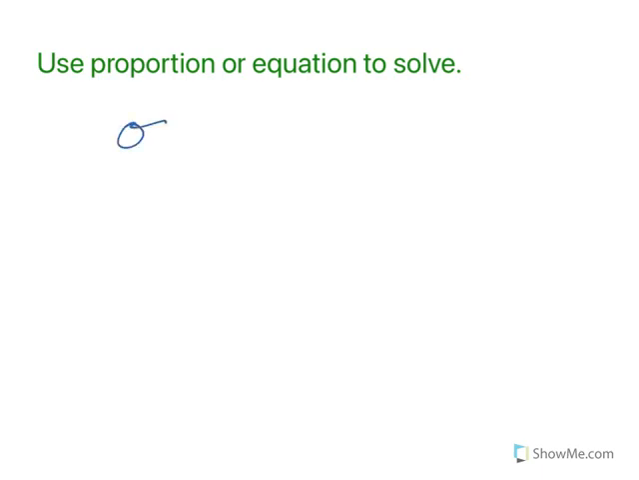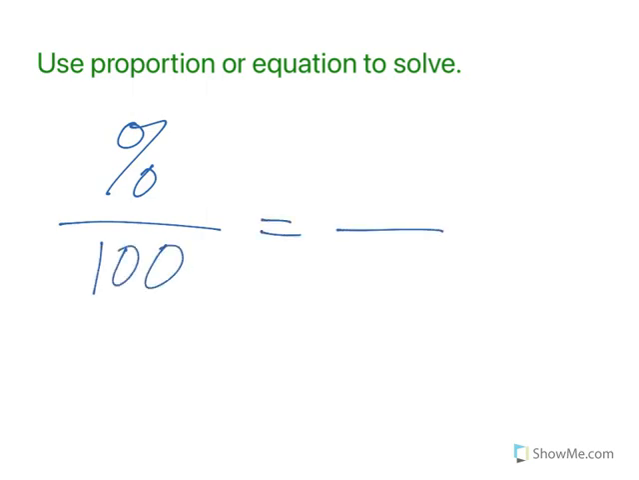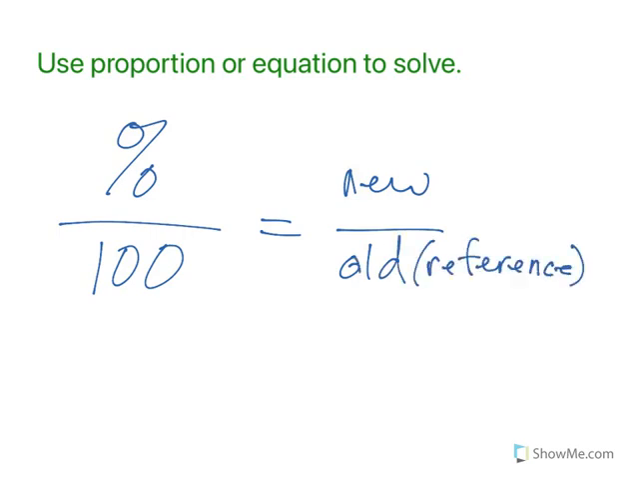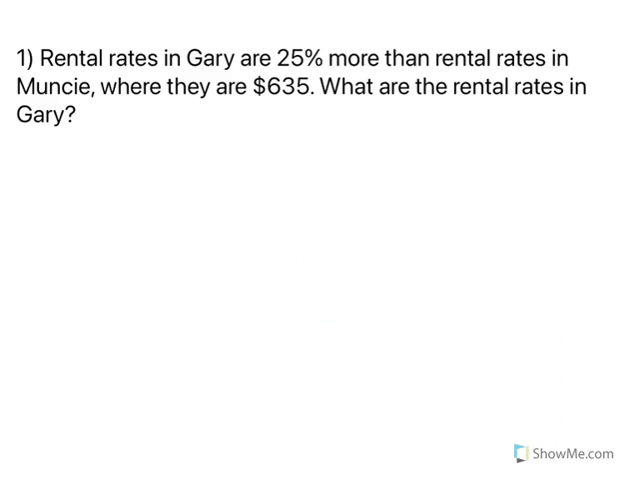Now, when you do this, you can either use proportions or equations to solve. When we use proportions, remember that a proportion is a ratio equaling another ratio. So one ratio is always going to be the percent over 100. And then we can say we're going to put new over old, where old is our reference value. You can think part to whole. You can think all sorts of different things. I generally like to use words for this second ratio. I'm a big words person. So let's do a couple examples where I can show you this.